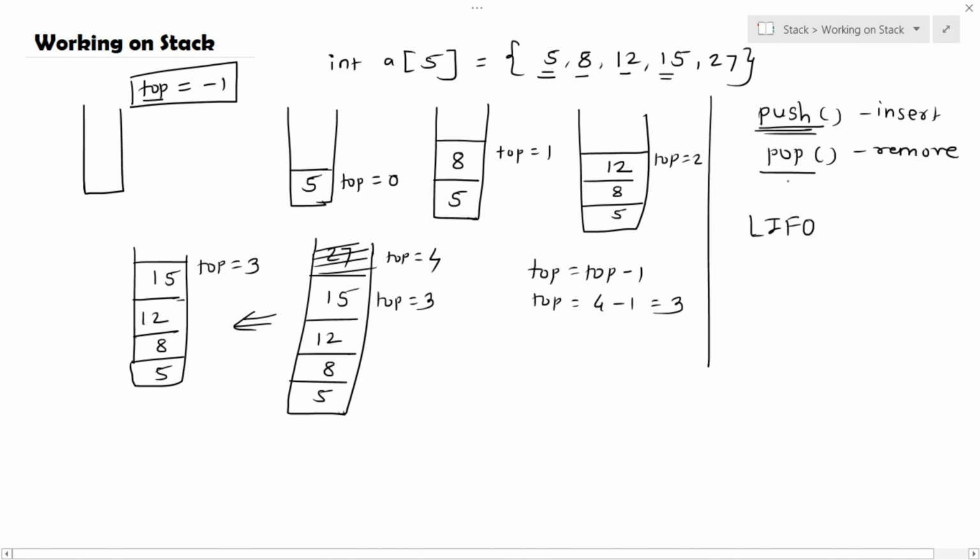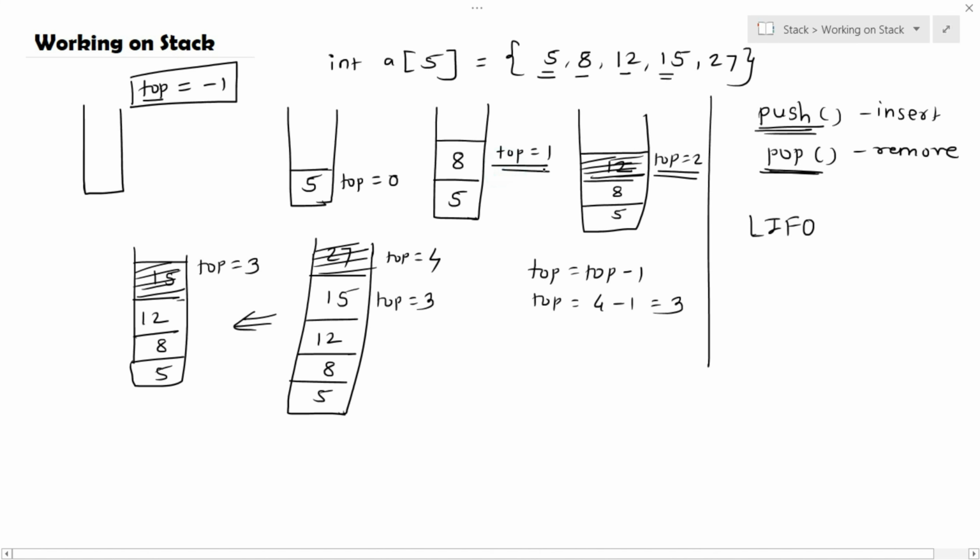Again we call the pop function. Pop function means to remove the element from the stack. Again we remove the topmost element, and the topmost element is 15. So again the value of top is decremented by 1. So top is equal to 2. Again, we remove the topmost element, we call the pop function. So here 12 is removed from the stack, then the value of top is decremented by 1, so top is equal to 1.